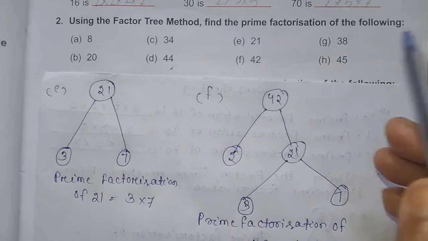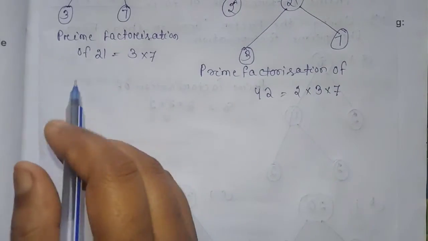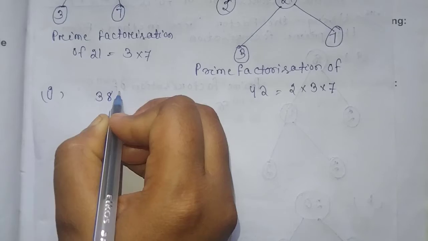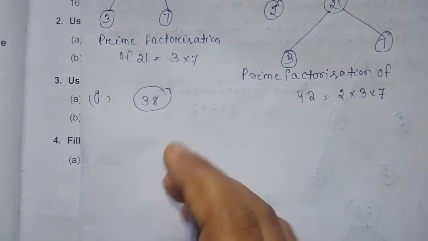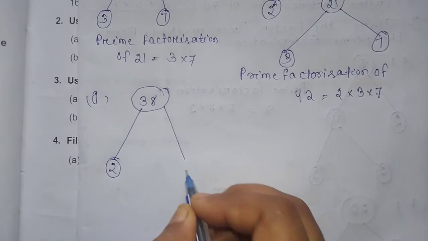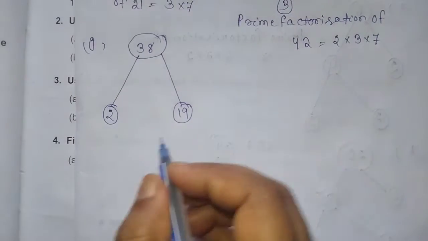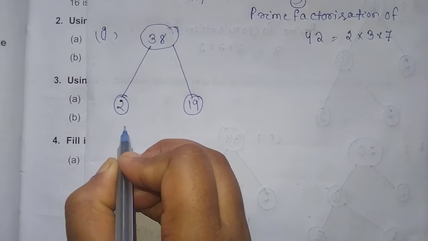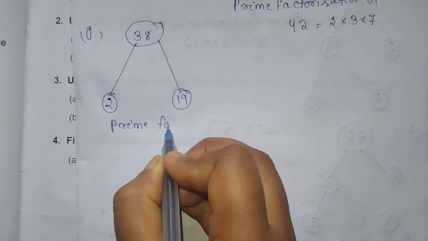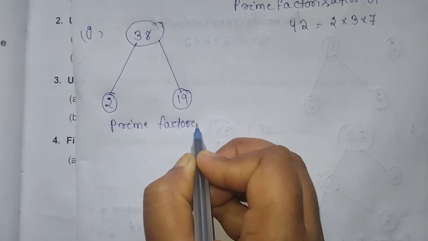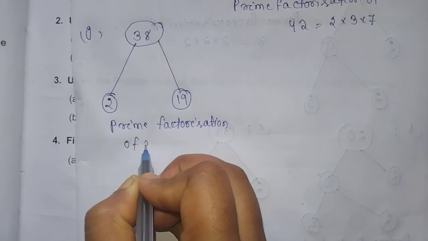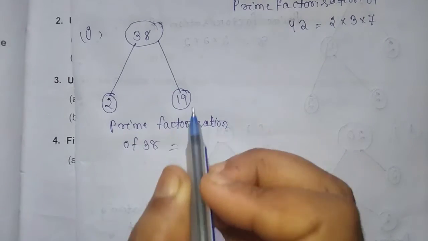Now G, 38. 19 times 2 is 38. So 2 is a prime number and also 19 is a prime number. So prime factorization of 38 equals 2 into 19.